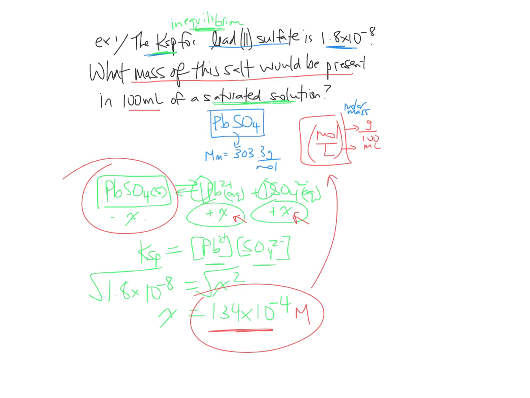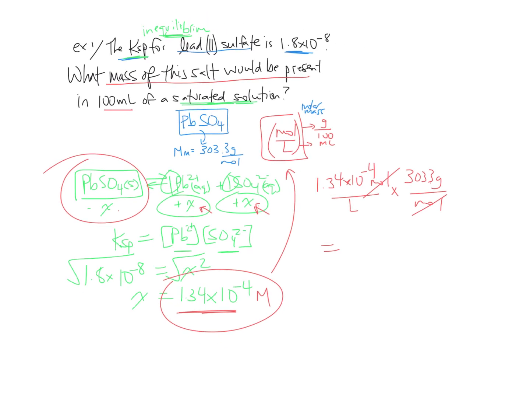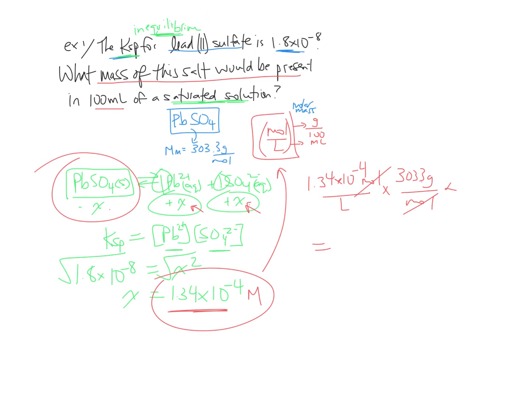Okay, this is moles per liter. So if we've got 1.34 times 10 to the minus 4 moles per liter of the lead sulfate, we can then multiply that by the molar mass of 303.3 grams per mole, and that's going to translate that into grams per liter. So once we have that grams per liter value, let's just do it all in one step. Then we can turn it into grams per milliliter by multiplying that by the 0.100 liters.